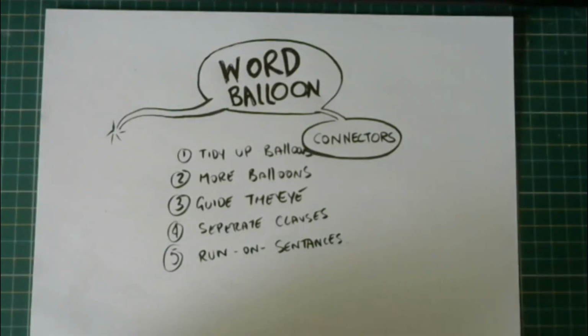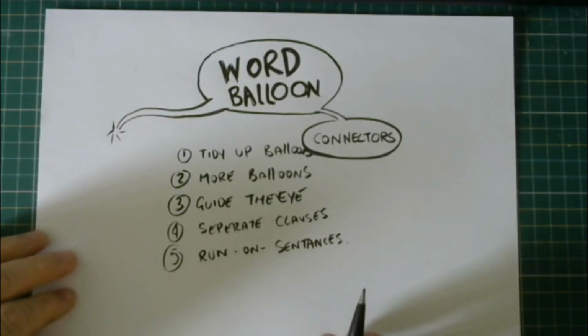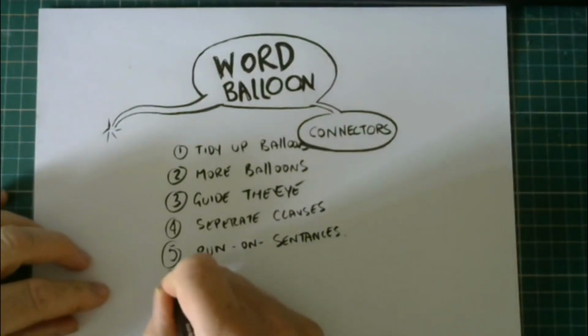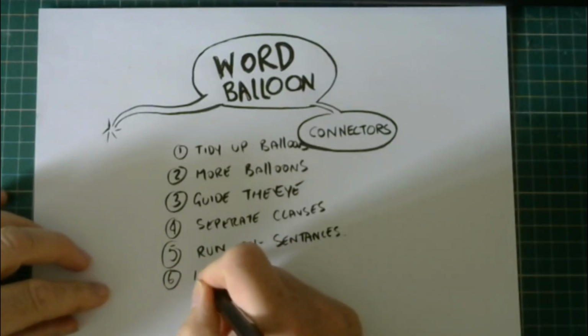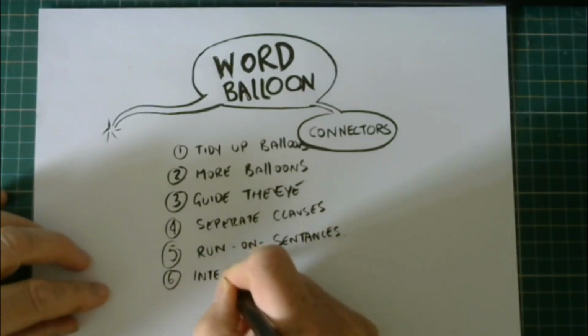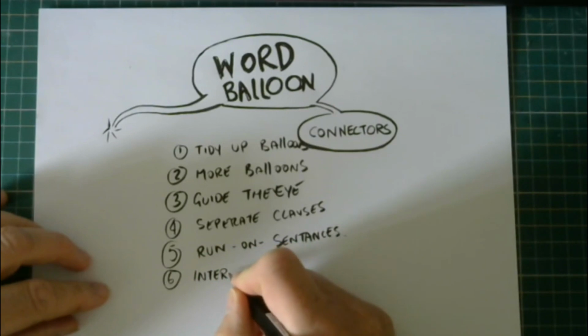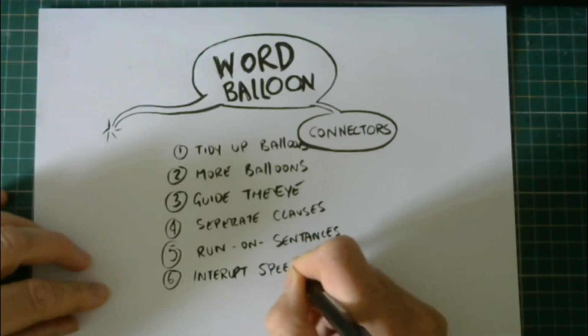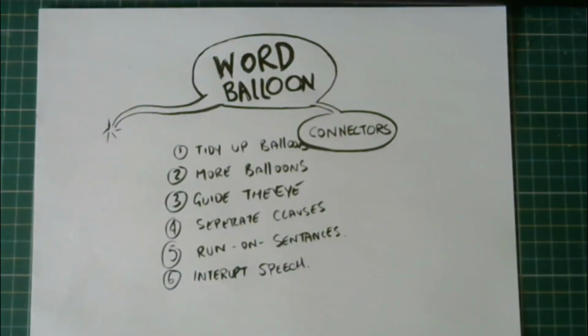So the next thing we can use a word balloon connector for is interrupt. I hope I spelled that right. Deep irony if I spelt it wrong. It's to interrupt speech. So here's an example here.